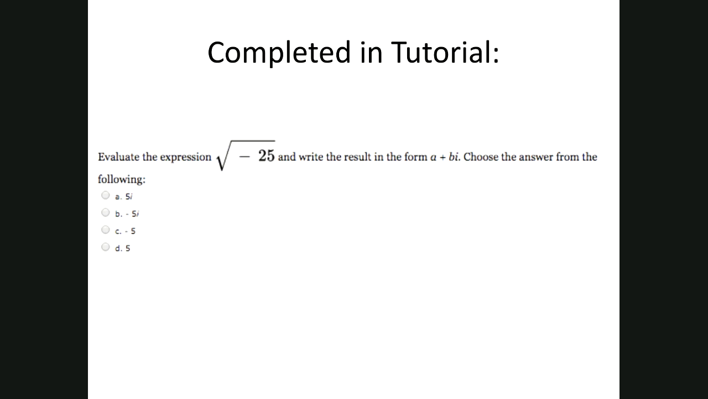You just rewrite it as the square root of 25. That just means that there's an imaginary answer. Well, the square root of 25 is just 5, so my answer is just 5i. The answer should be letter A.